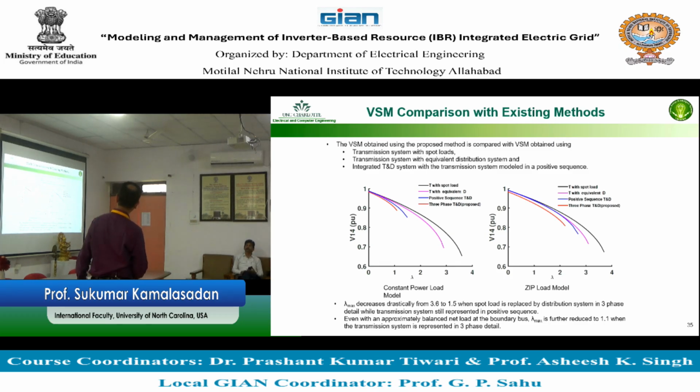The T with the equivalent distribution system, that's the margin. Positive sequence T, that's the margin. Three phase T and D, that's the margin. So you see the whole thing, and you know the lambda, right? The whole thing is going from 4 to almost 1.